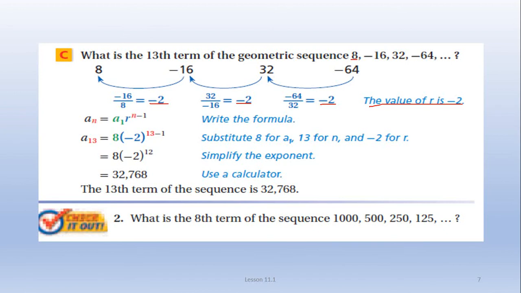So we again write the formula and start to substitute. n is the position of the term they want, which is the 13th term. Here, a13 is equal to 8, the first term a1, multiplied by the common ratio that we found, negative 2, all raised to the power of 13 minus 1. 13 is n. Simplify, then find the answer. This is the 13th term of this sequence.